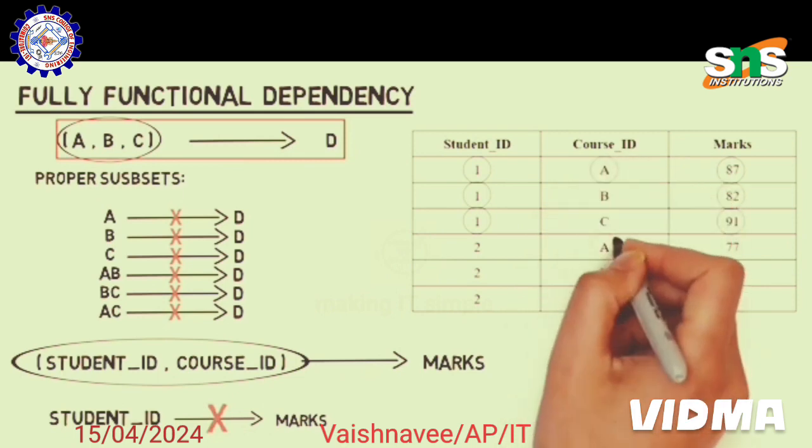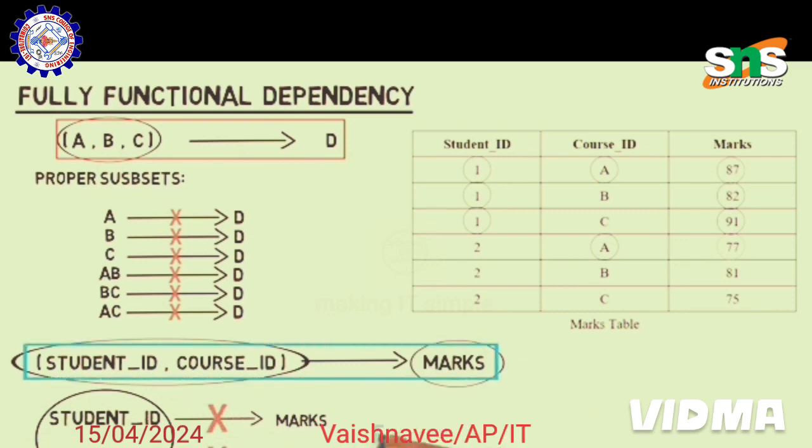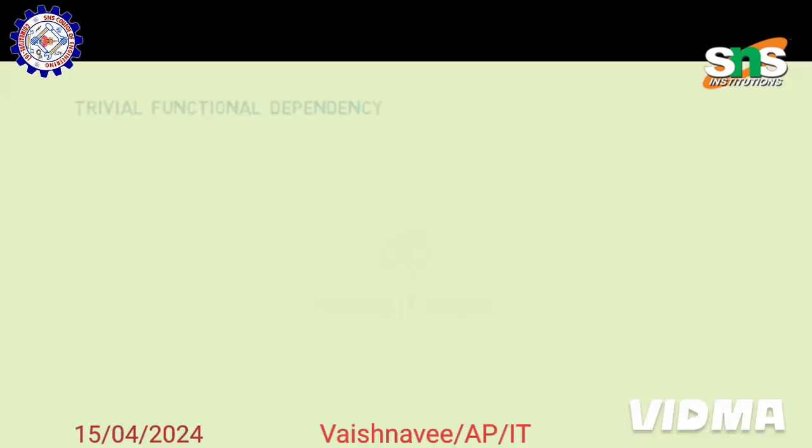This is not a functional dependency. Next, if you want to get marks of course ID, for one course ID we still get different values for marks. So this is also not a functional dependency. So no proper subset of the determinant can determine the dependent marks uniquely. Therefore, this functional dependency is a fully functional dependency. Trivial functional dependency, non-trivial functional dependency, multi-valued functional dependency, transitive functional dependency, fully functional dependency. These are the types of functional dependency.